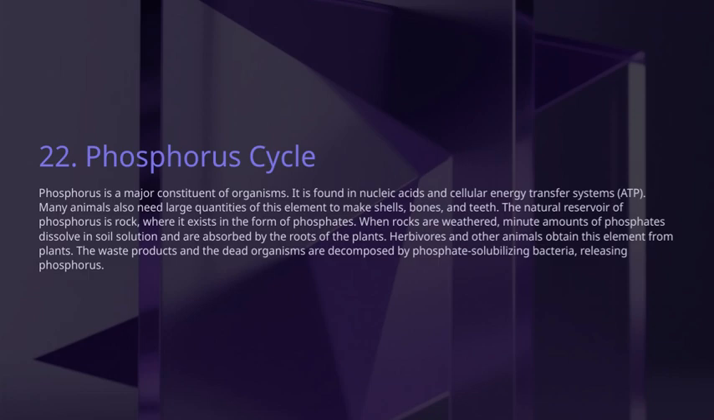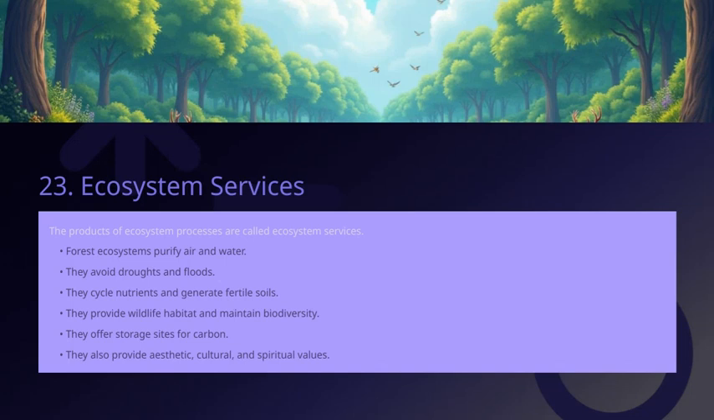Phosphate-solubilizing bacteria decompose organic matter and release phosphorus back into the soil in a form that plants can reabsorb, completing the cycle. This phosphorus cycle is essential for maintaining the availability of this element in ecosystems, supporting life at every level. Now, let's talk about the many benefits that forest ecosystems provide beyond just their physical presence.